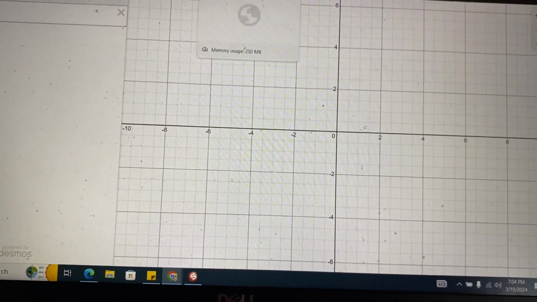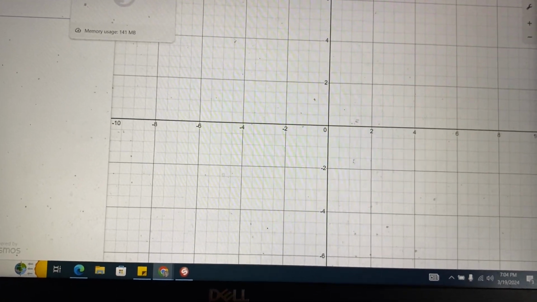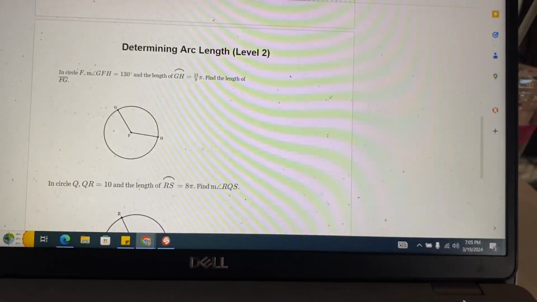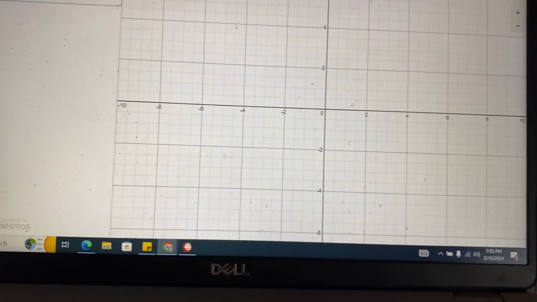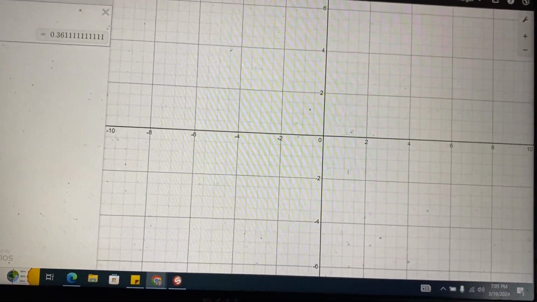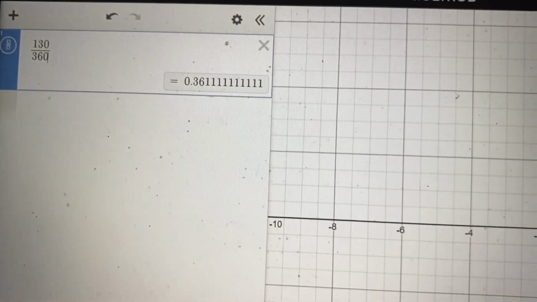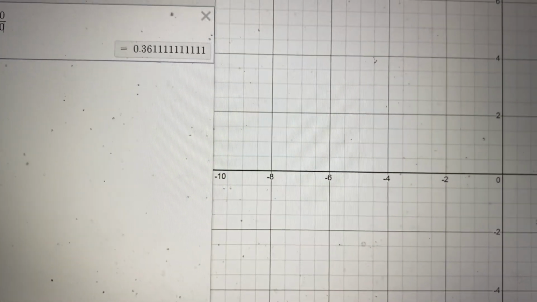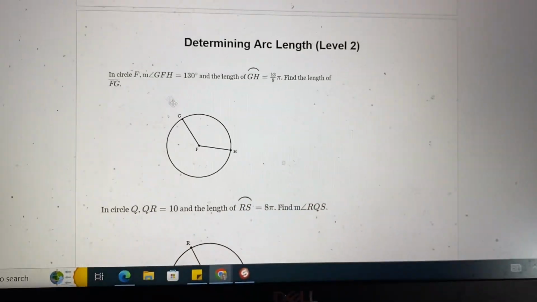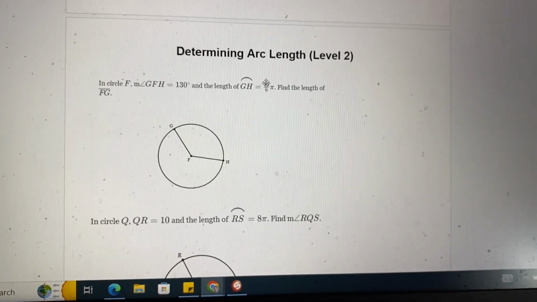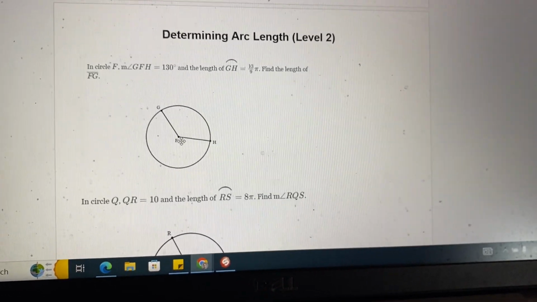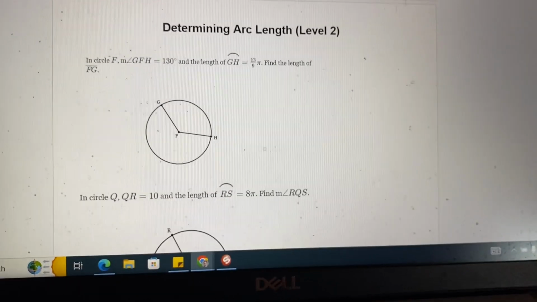We have my angle measure out of 360. So when we're looking at that, it's 130 out of 360. So I'm going to go here in Desmos. I'm going to say 130 out of 360. That's 0.361 repeating. Okay, you can see I've got my 130 out of 360. And I know that that's going to be equal to 13 over 9 pi out of the whole thing. That's going to be the entire circle, the circumference.